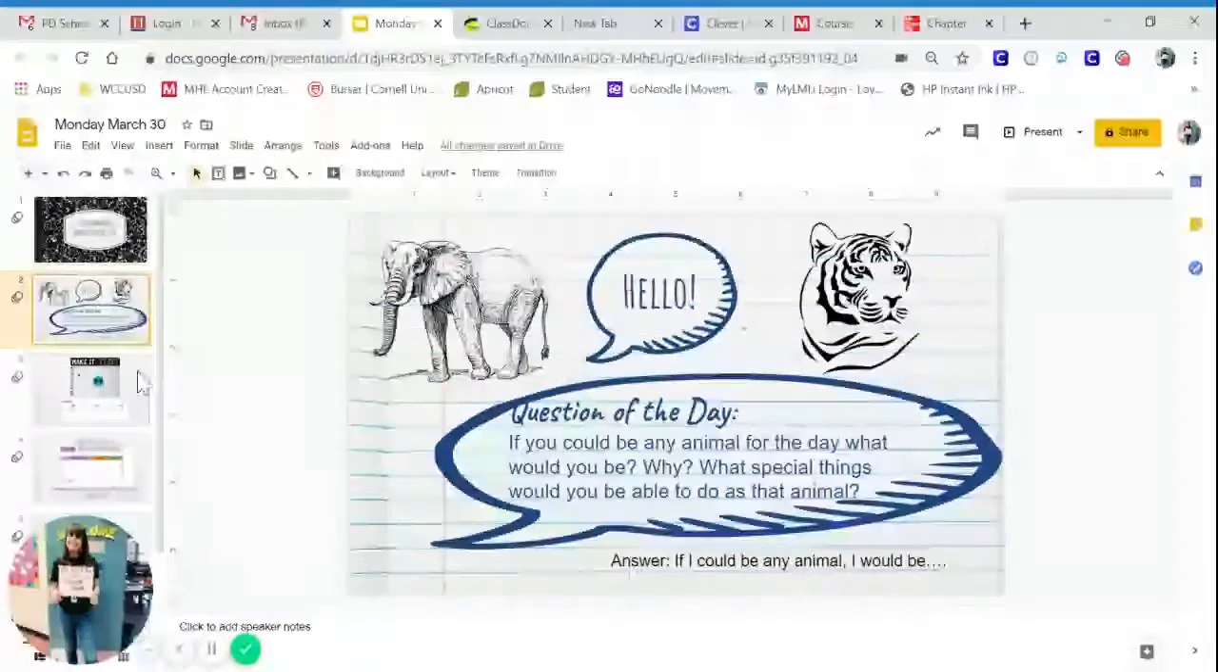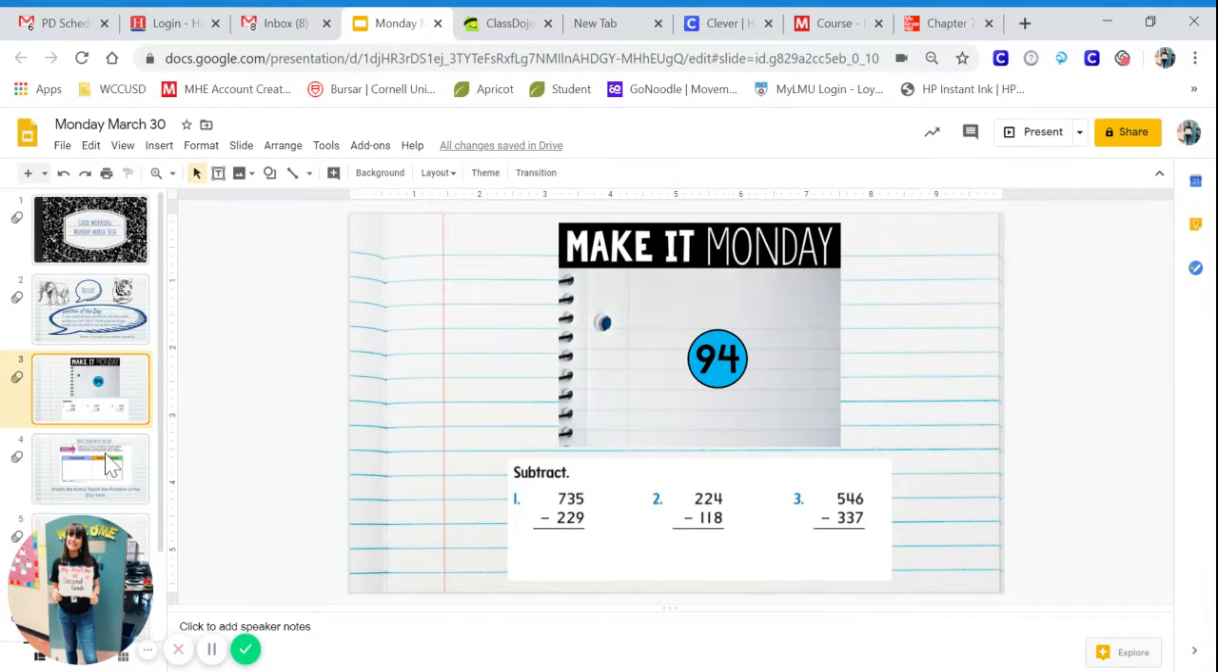Okay, and then when you're done with that, you're going to go to some of the work that I have over here. Today is Make It Monday. You can write in a notebook, or you could write on a piece of paper or wherever you have space. What I want you to do is write 94, and say, how many ways can I make 94? One way would be 90 plus 4. Another way would be 95 minus 1.